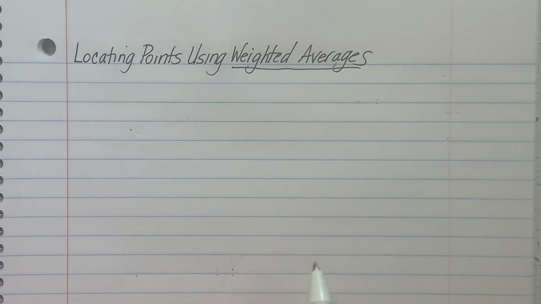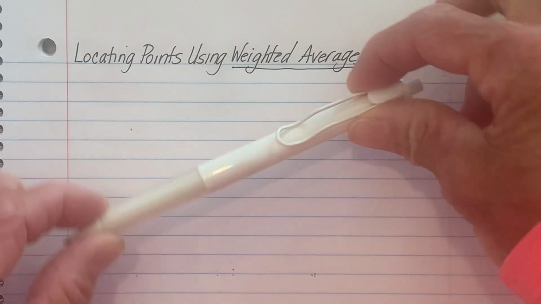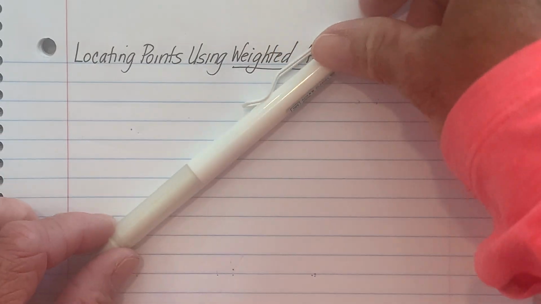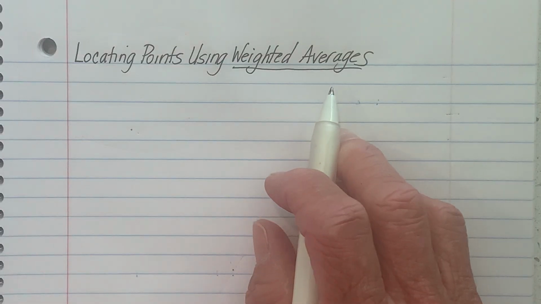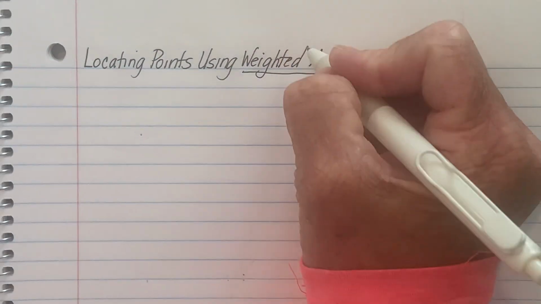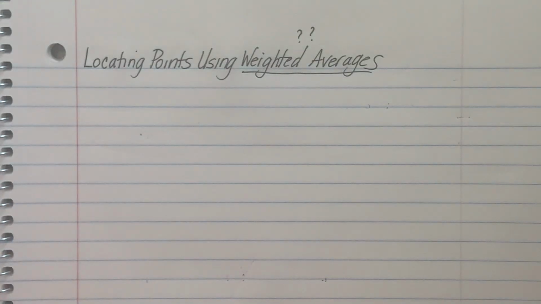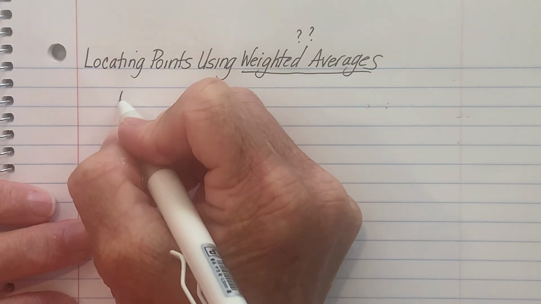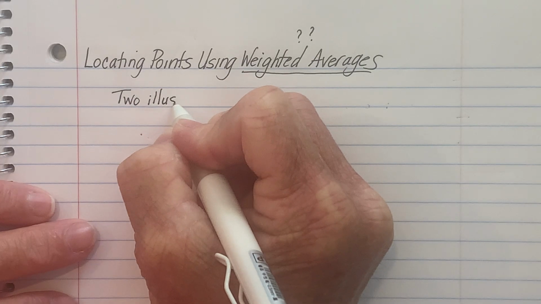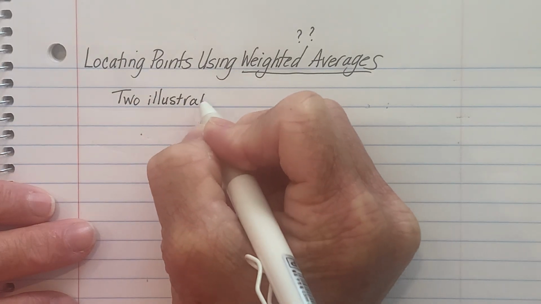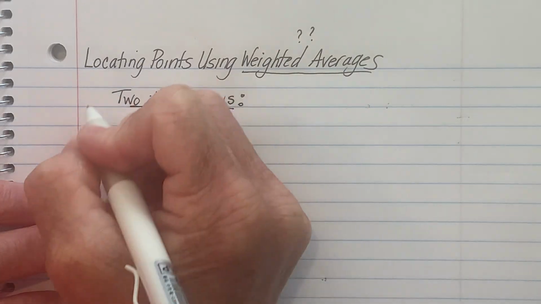So this video addresses how we're going to locate a point on a segment or on a tilted segment in the coordinate plane using the concept of weighted averages. So what exactly is a weighted average? I could give you several examples, but here are just two illustrations. An illustration is kind of like a real world example of when you might use weighted averages.